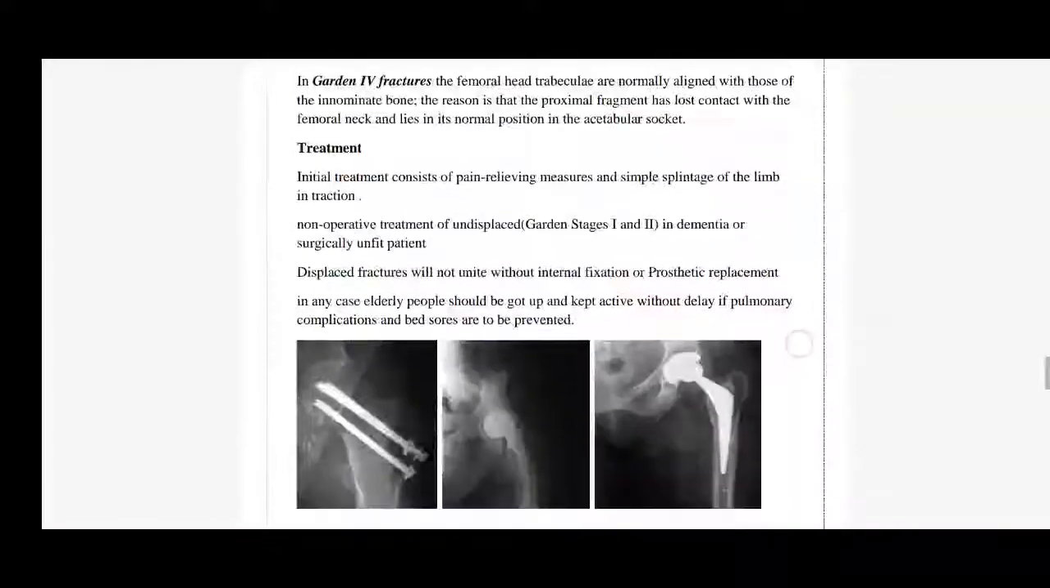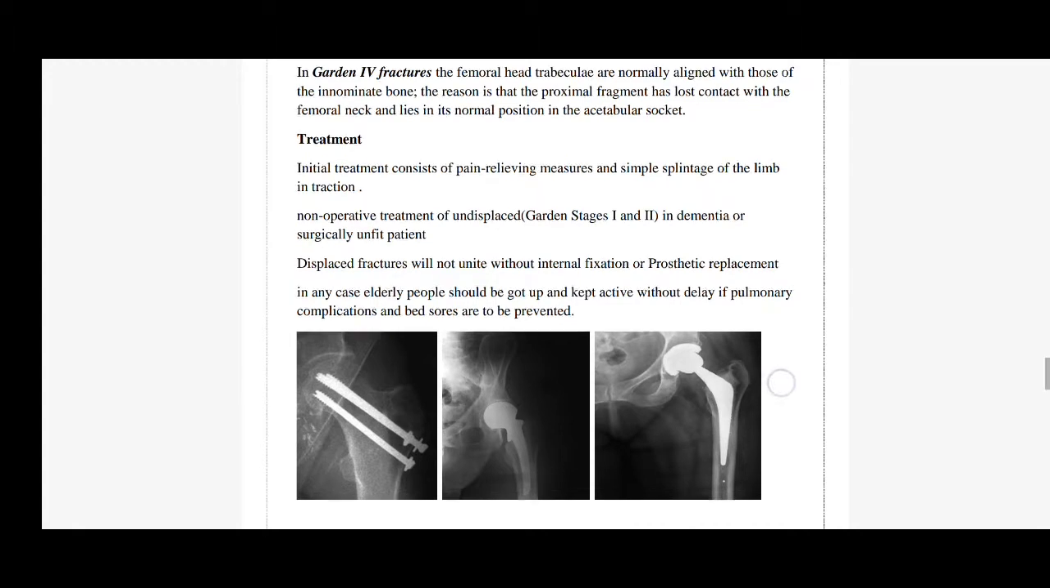Treatment of the fracture neck of femur, as we know, is a fracture of the major big bone, so assess the patient as a whole to exclude other injuries by the ABCDE protocol. Initial management is pain relief measures and simple splintage of the limb in traction, especially skin traction, to prepare the patient for surgery. There is no role for conservative treatment in femoral neck fracture.